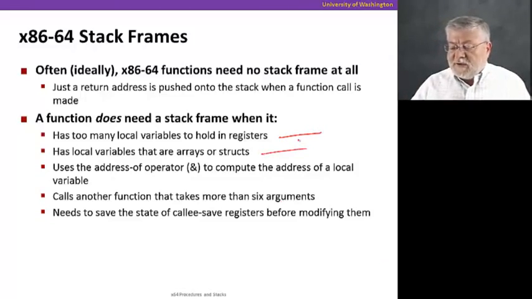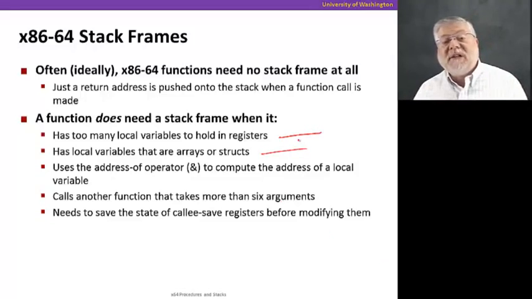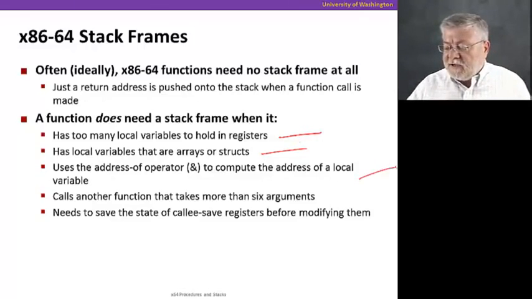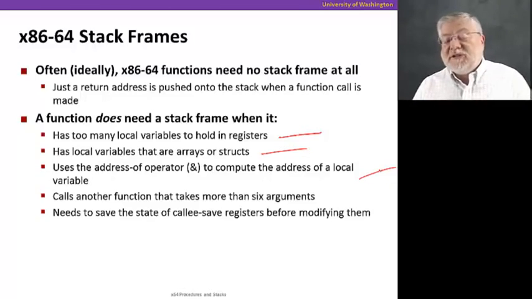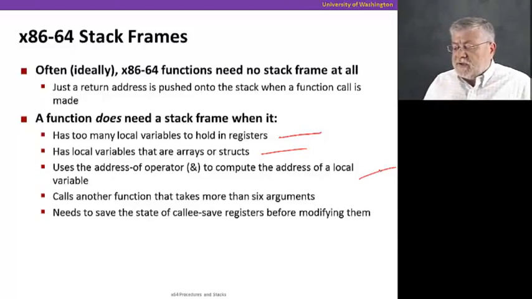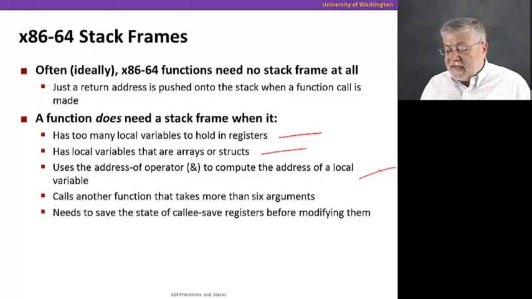When local variables are more complex data structures like arrays or structs, we'll have to put things on the stack. When we have an address for a local variable, we'll have to put it on the stack because we can't have an address to a register. We have to have an address to a memory location. So we will have to put it on the stack.